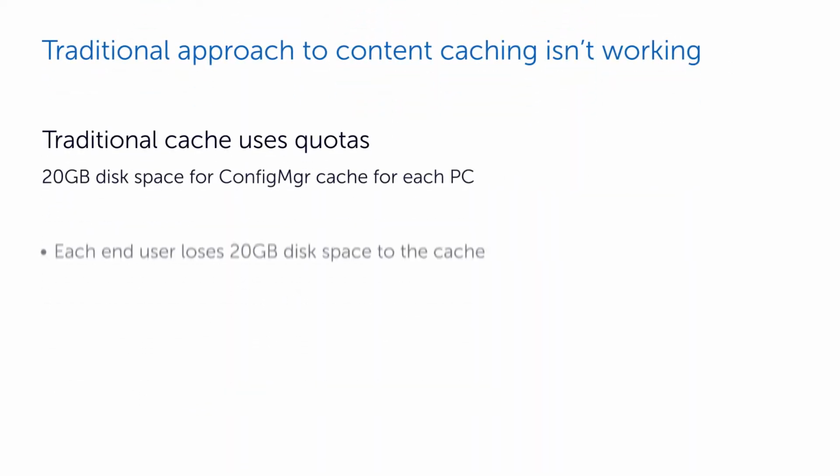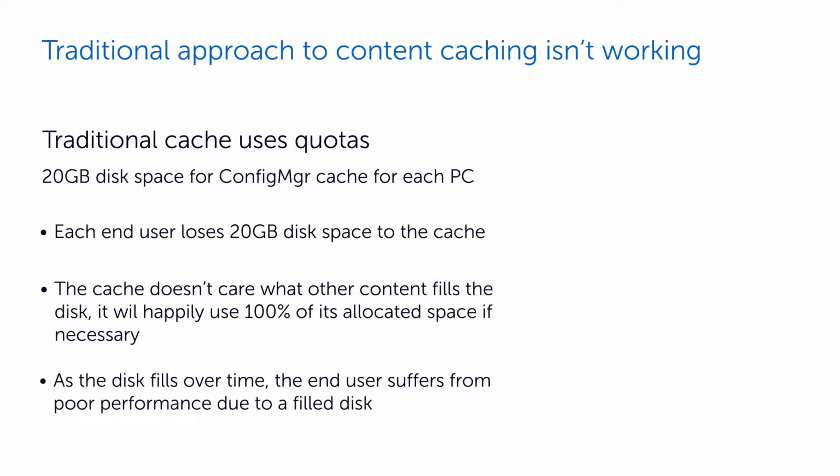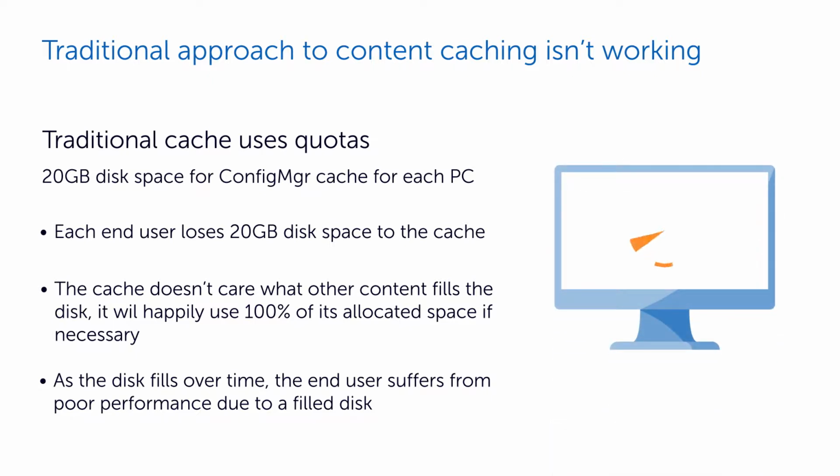The problem you run into when an endpoint starts caching content is that the traditional approach to content caching isn't working, and that's because traditional cache uses quotas. If you're setting aside 20 gigs of disk space for ConfigMgr cache on each PC, that means that each end user is losing 20 gigs of disk space on their PC to the cache. The cache doesn't care what other content is filling the disk. It'll happily use 100% of its allocated space if necessary. It's not aware of what the end user is doing and what it might be contributing to or taking away from. As the disk fills over time, the end user suffers from poor performance due to a filled disk.